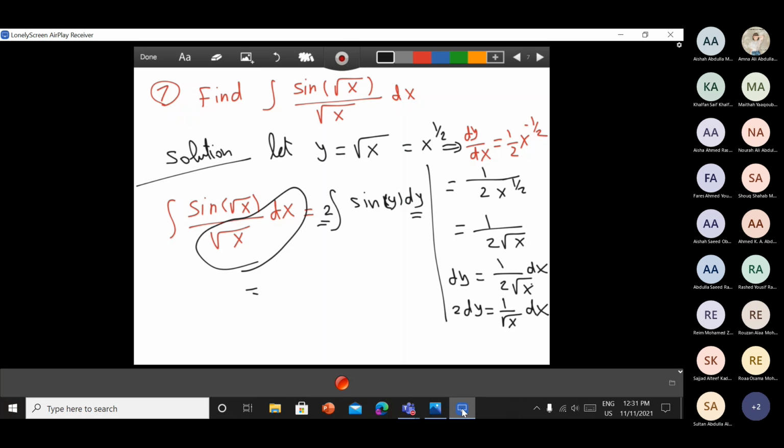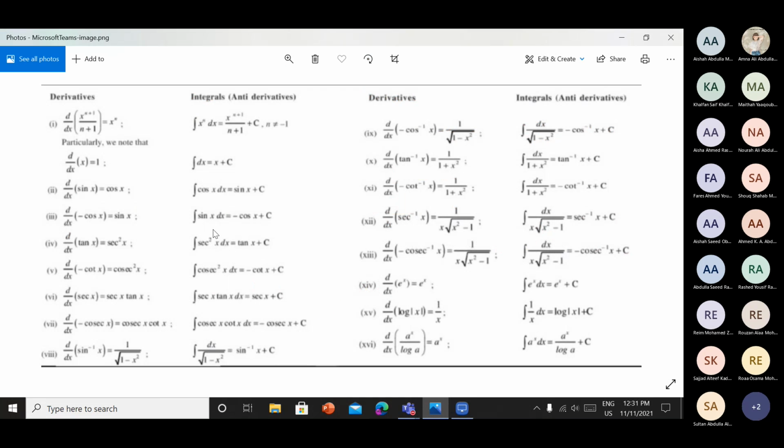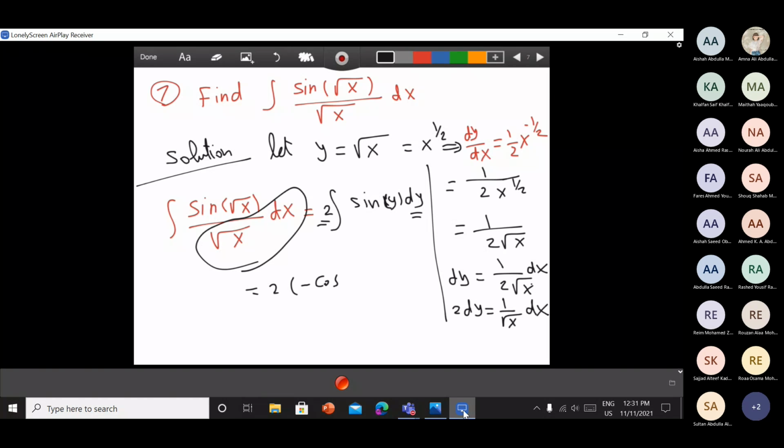Now, what is the integration of sine? It is minus cosine. Why is it minus cosine? Because when I'm integrating sine, I will have minus cosine. Okay? From my table, minus cosine y plus c. Now I get back everything to normal. Don't miss, 2 will be multiplied by minus, so it will be minus 2 cosine y. Y is what? Y is the root square x, plus c.